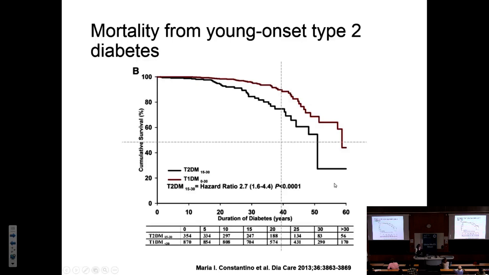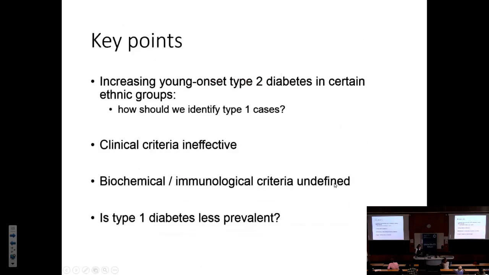We need to be able to identify these individuals. So there's increasing young onset type 2 diabetes in certain ethnic groups, or in fact in all ethnic groups, but disproportionately in some of them. And the question is, how should we identify the type 1 cases? The clinical criteria are ineffective, but you could argue maybe we don't need to worry about this. Maybe there's just more type 2 diabetes in these ethnic groups.